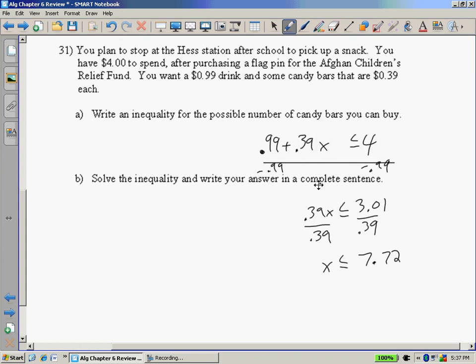Now we have to write this in a complete sentence, but we also have to consider the situation. How many candy bars can you eat? Well, you're not going to eat part of a candy bar. Of course, if you do, the store owner probably is not going to be very happy with you. You're going to have to consider, can we buy 8 candy bars? Well, no. If you did the math, you would realize that it's going to be more than $4 to be able to buy your 8th candy bar. But we could buy 7. We're just going to have a little bit of change left over. So the most candy bars you can buy is 7 candy bars.